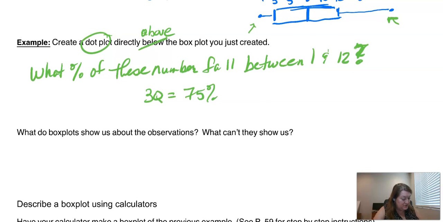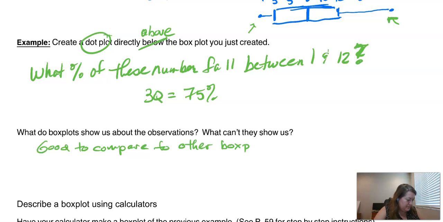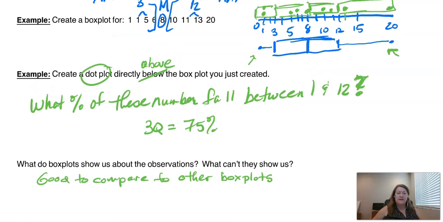So what do the box plots show us? So we know that the box plots are good for comparing to each other. So good to compare to other box plots. So if you drew another box plot under it, I could tell you that this median is higher or lower than another one right next to it. I could see it on the number line. I could tell you that the range is bigger or smaller on another one that goes from here to here. So I can do good observations with another box plot of the same type, okay?